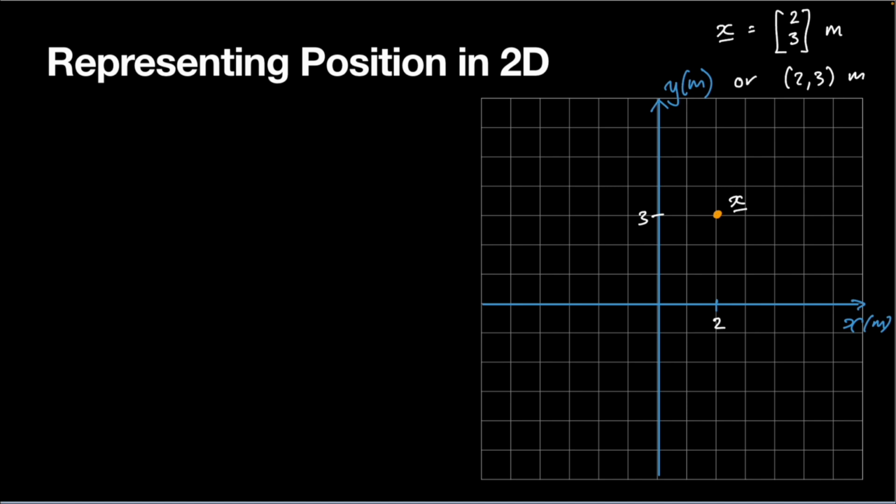You'll notice I mentioned the word vector before. This notation here is called vector notation, and we'll talk more about this soon. We'll just park that piece of information for the moment.